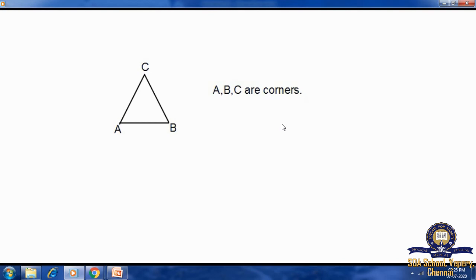And we are going to find the sides of the triangle. A and B is one side, B and C is the another side, and C and A is the another side. So we are going to write it as AB, BC and CA are the sides of the triangle. A triangle has 3 corners and 3 sides.